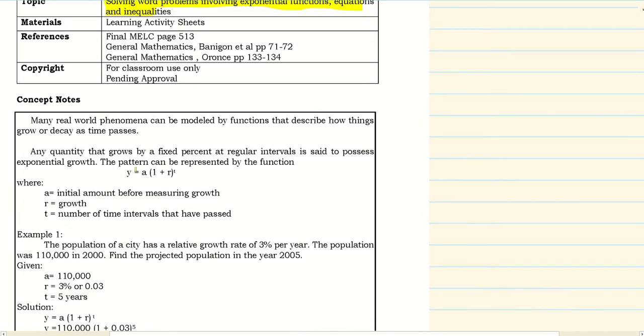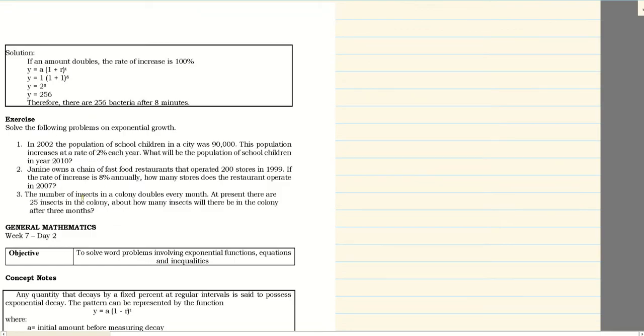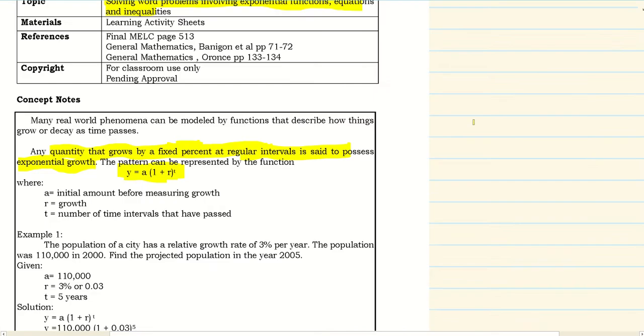In this lesson, we will be tackling any quantity that grows by a fixed percent at regular intervals and is said to possess exponential growth. So there's a pattern in growing with a fixed percent at regular intervals. We will be using this formula. Just memorize this formula, and all of these exercises can be solved with it.